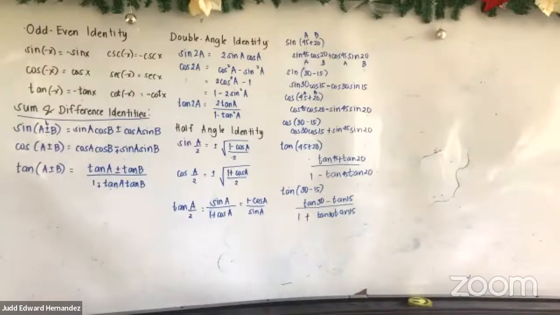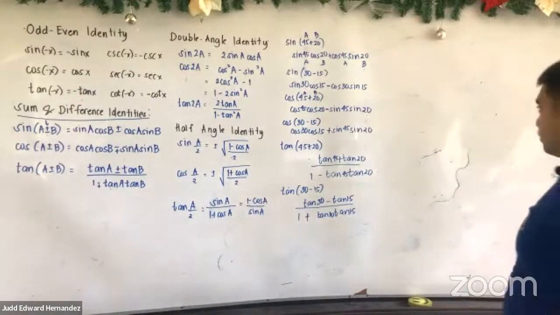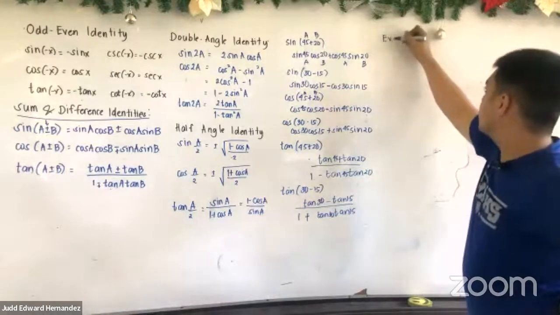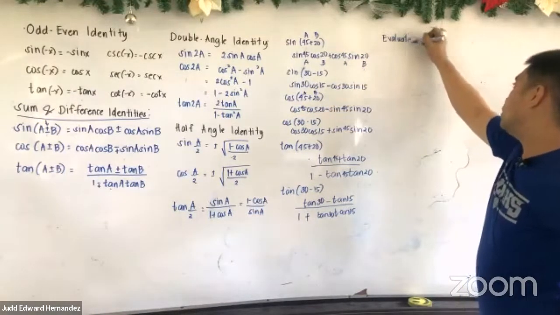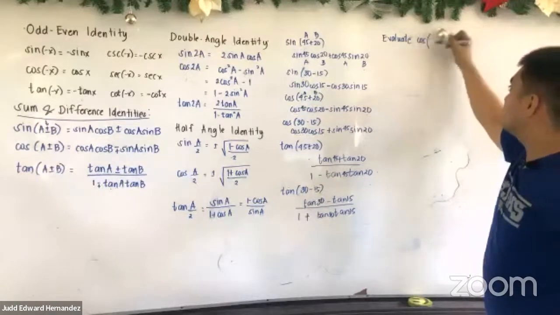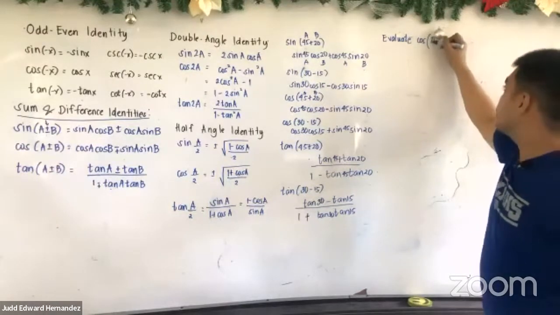Okay. Let's have our example po. Let's have our example. Okay. So let's try to evaluate. Let's try to evaluate cosine of pi over 12.